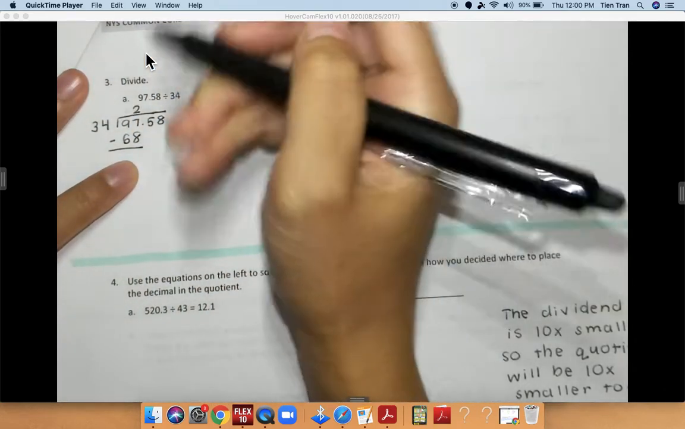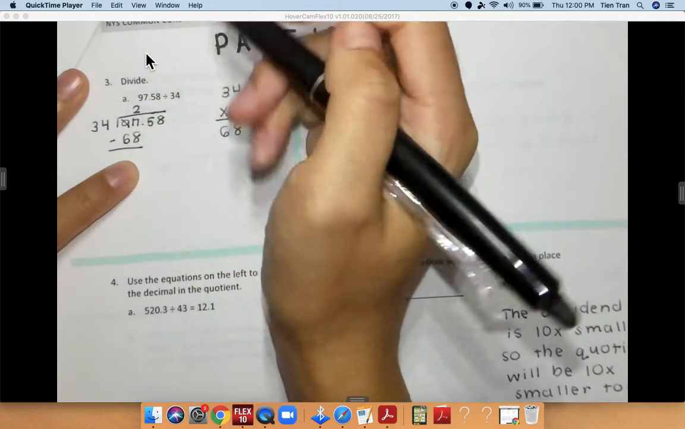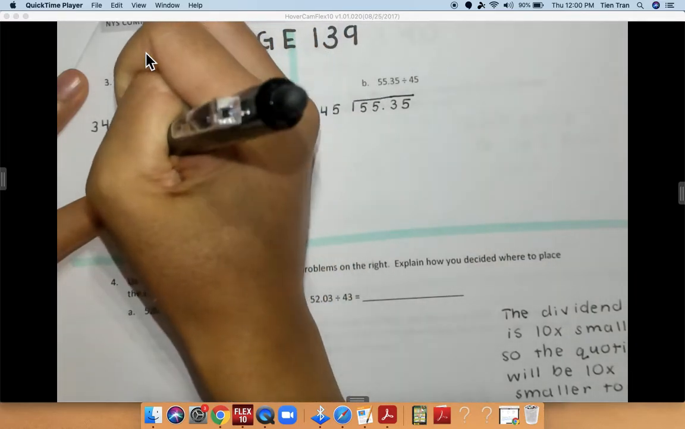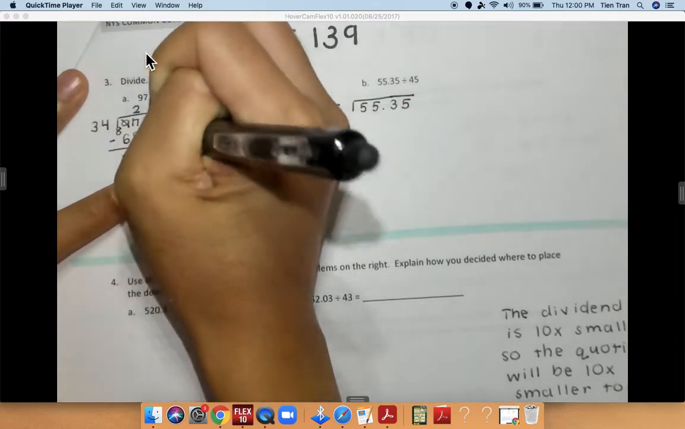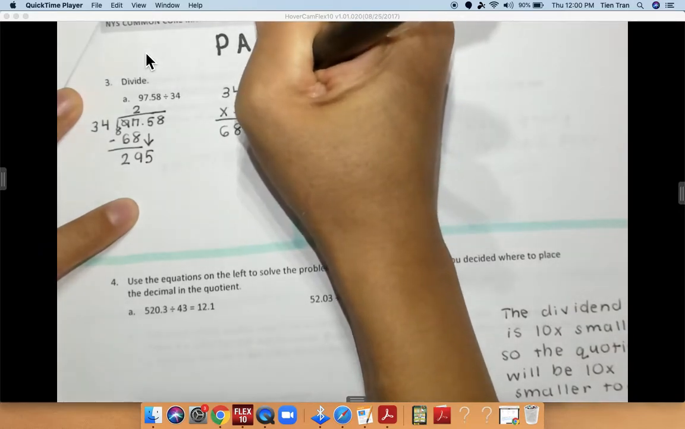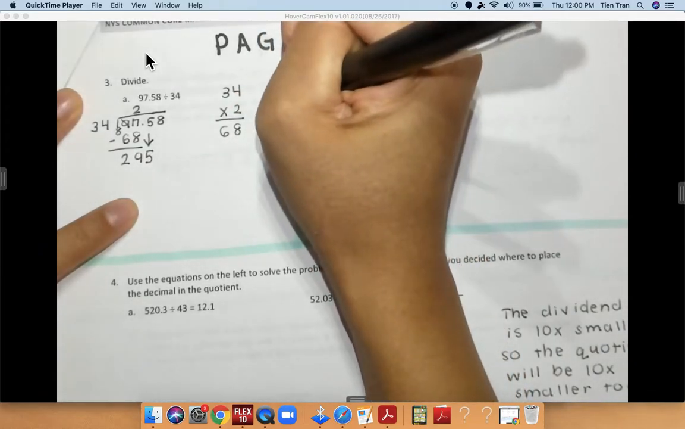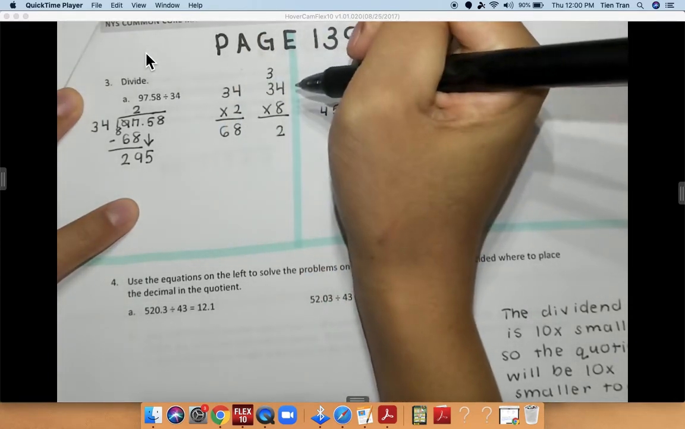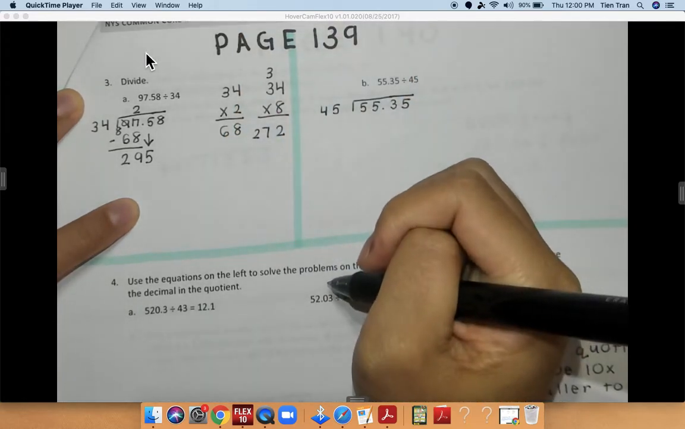97 minus 68, I cannot subtract 7 minus 8, so I am going to regroup. 17 minus 8 is equal to 9. 9 changes to 8. 8 minus 6 is equal to 2, and I need to bring down my 5. Now let's try 34 times 8 and see if that one works. 8 times 4 is 32. 8 times 3 is 24. Plus 3 is 27. That one is really super close.